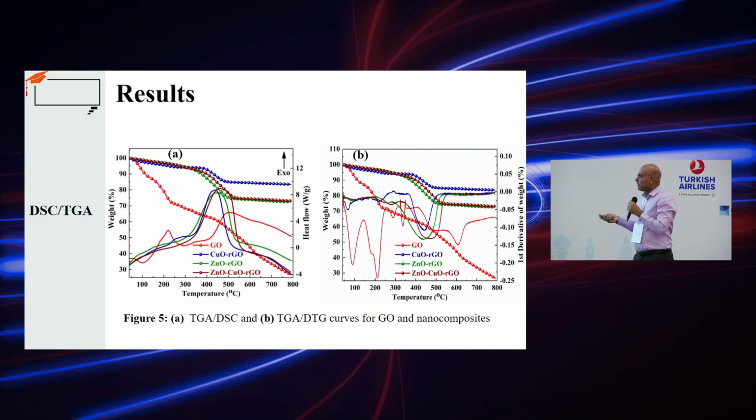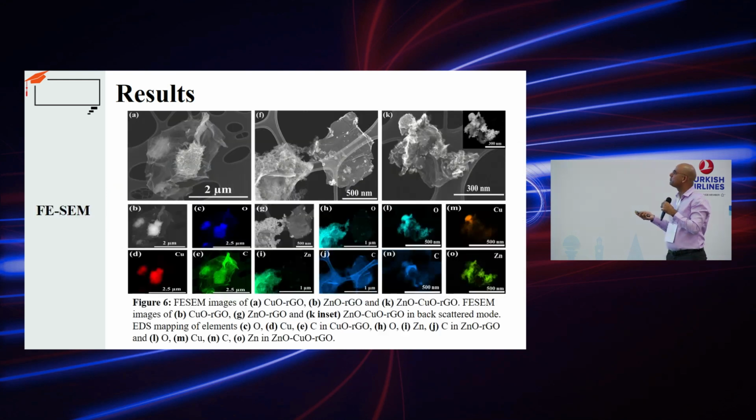So these are the TGA and DSC analysis, and also the TGA and DTG data, which is differential calorimetry curves, both for GO and also for the nanocomposites. I tried to use the same colors so that you can have some representation for each one of them.